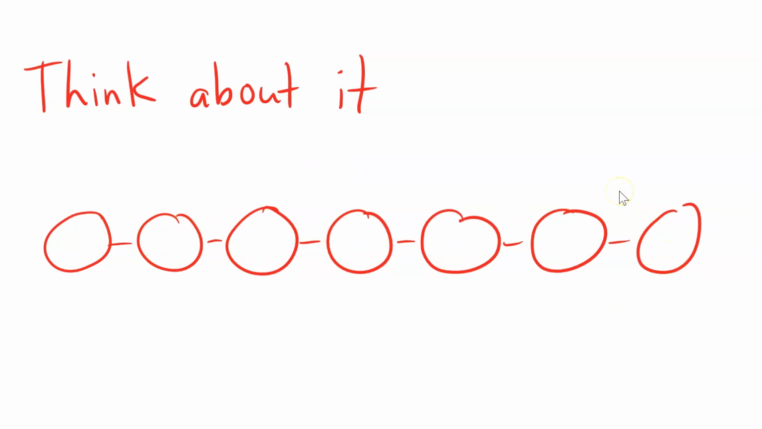Well, ask yourself, how many bonds are there holding those 7 monomers together? 6 hydrolysis reactions would be required to separate these monomers. So you would need 6 water molecules to break here, break here, break here, break here, break here, and break here.